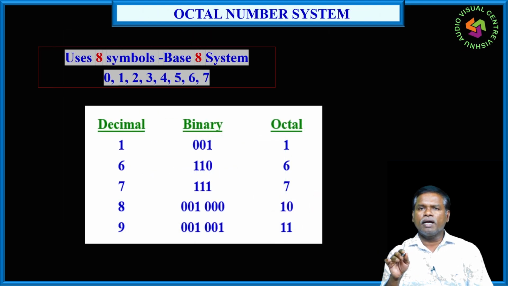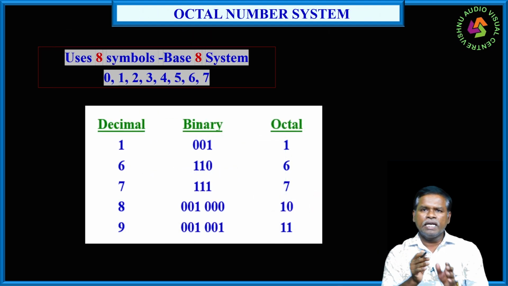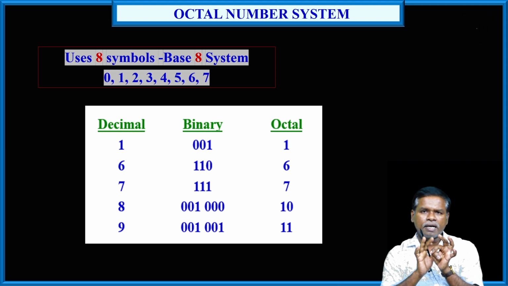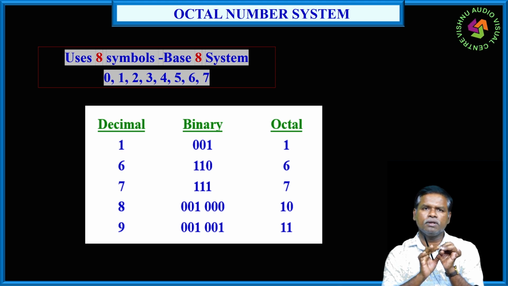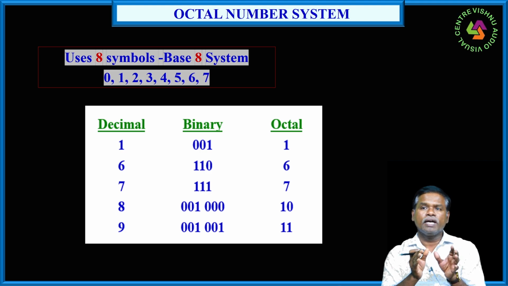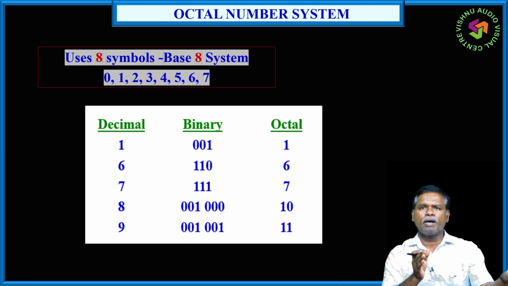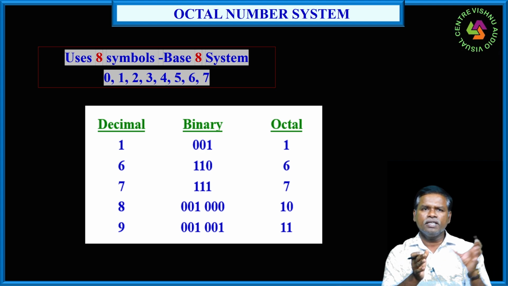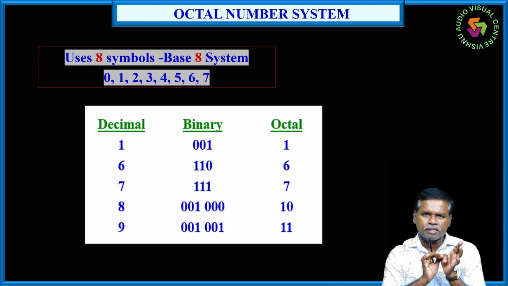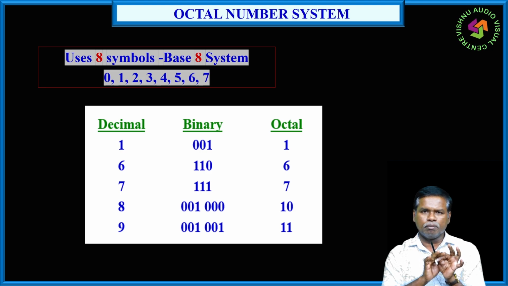Coming to other number systems. In number systems, we mostly use decimal, octal, binary and hexadecimal. These are the 4 commonly used number systems. The decimal number system is very familiar to us, whereas the binary number system is used by computers. Other than these two, we have 2 more number systems called the octal number system and the hexadecimal number system.